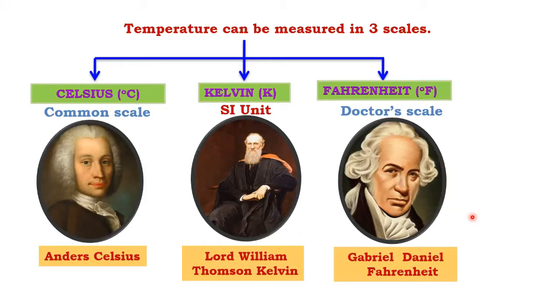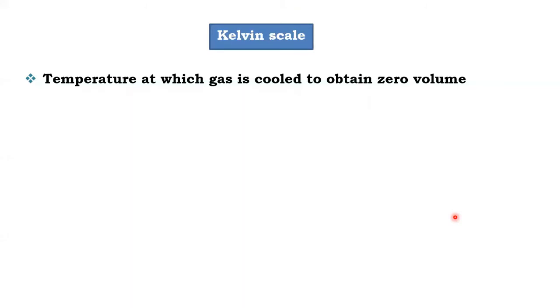I hope you've understood it. Let's move on. आगे देखते हैं. Another thing is, now let's talk about the Kelvin scale. Okay, so the temperature at which gas is cooled to obtain zero volume. Okay, now Kelvin scale क्या होता है? It is the minimum temperature.